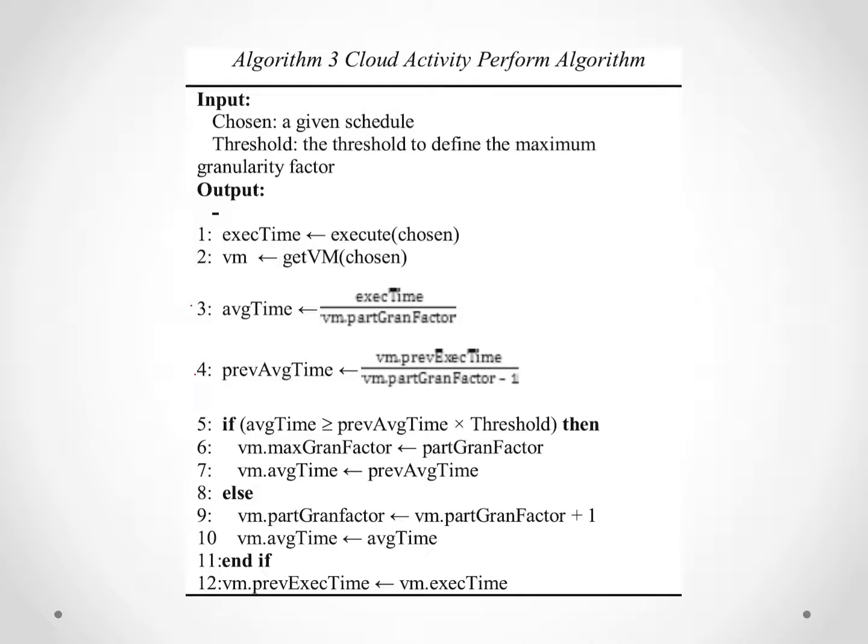And then line 4, the average execution time of previous execution on the VM is also calculated. And then in line 5, if the new average time is less than the previous average time, then in line 9, the algorithm increases the granularity factor. If however the new average time is greater than the previous average time, the maximum granularity factor is set.